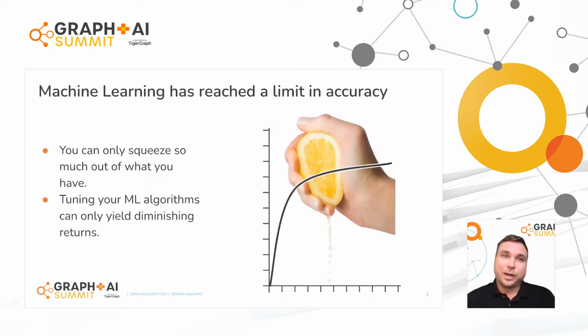Typically, fraud detection is done using machine learning models. They take some existing data points, put them into the model, and then the model is used to detect fraud. But after a certain point, you can only squeeze so much improvement using what you have, and tuning the machine learning algorithms bit by bit gives you diminishing returns.